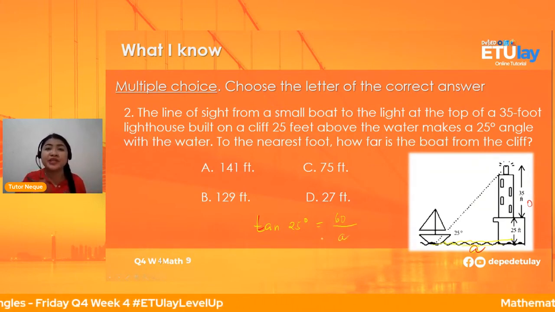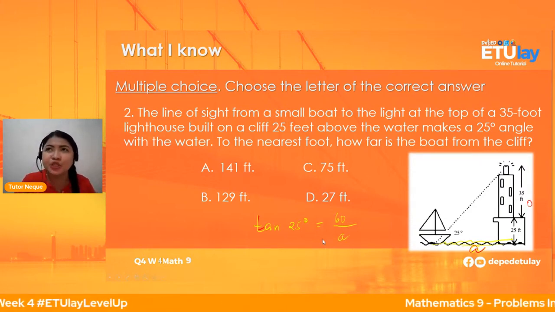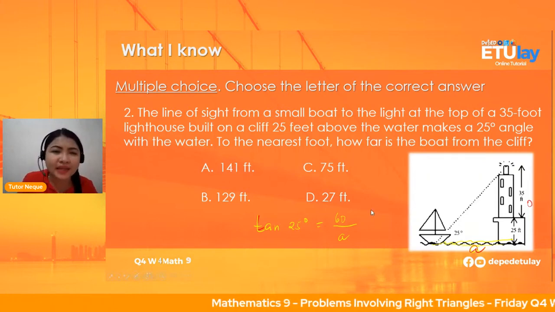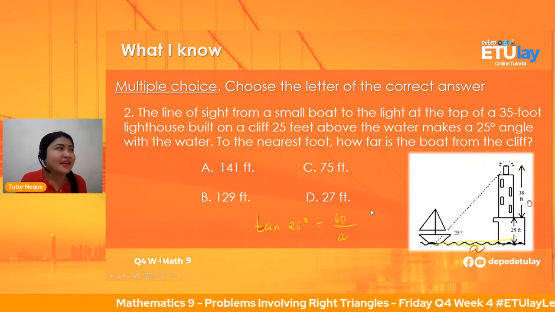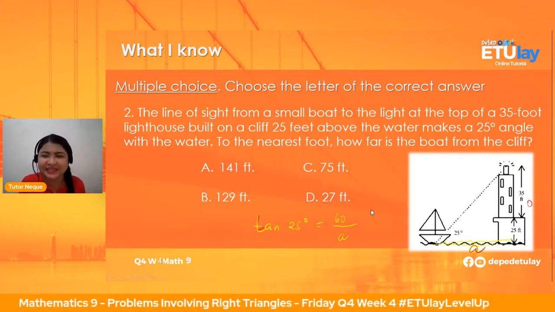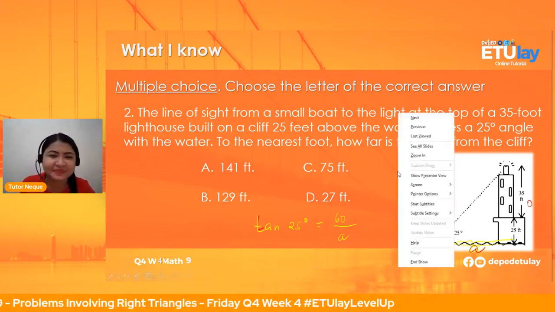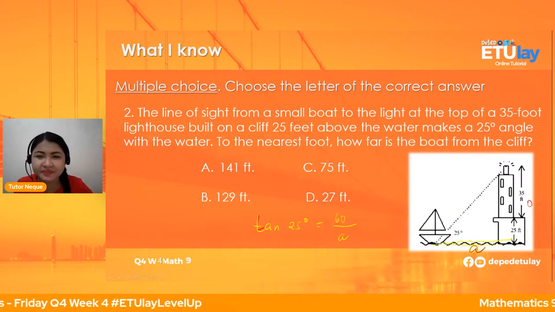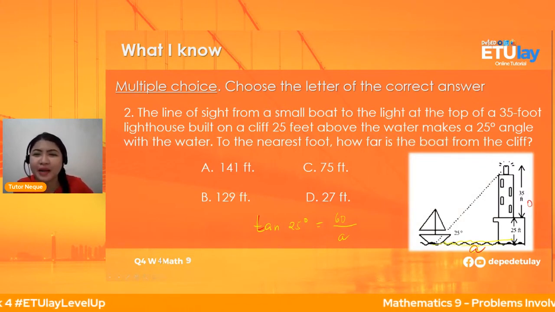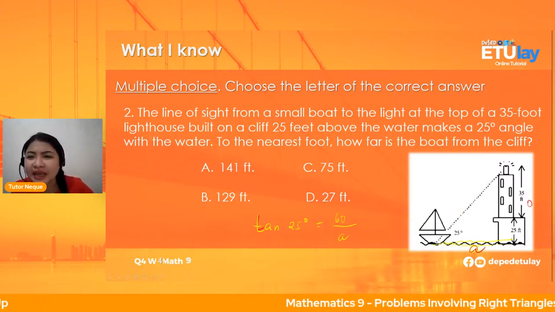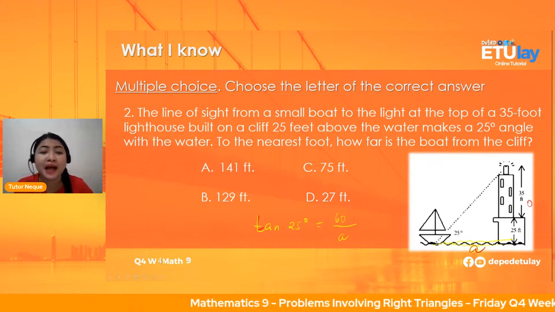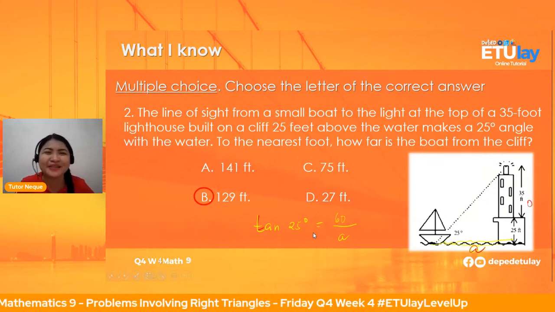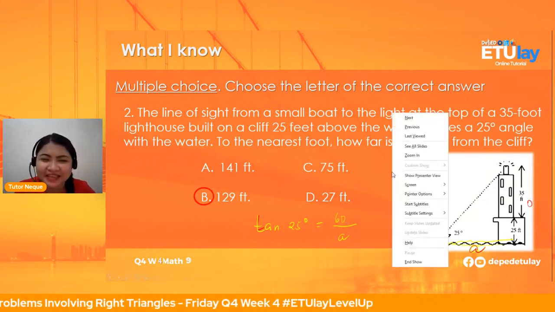All right, so using cross product property, which we tackled last third quarter, how far is the boat from the cliff? Ayan. Meron na bang nakakasagot? Tignan nga natin. For number 2, marami na ang nagsagot. And for number 2, ang tamang sagot ay letter B, 129 feet.